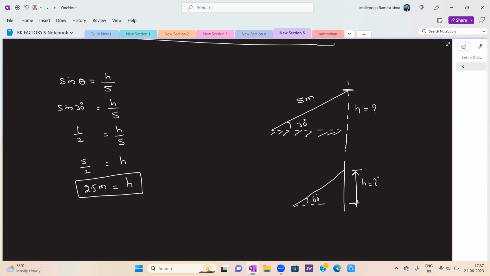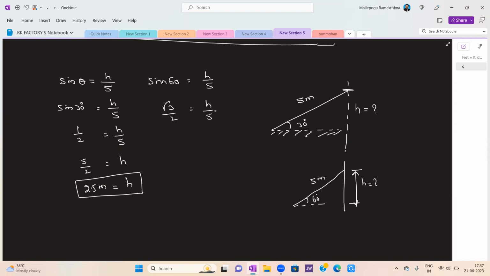So that you can understand that it will be definitely different from the previous case. Is it going to be greater or smaller? Definitely greater height. So sine 60 equals h by 5. The ladder is same, but how much height can I reach? Sine 60 value, if you remember, from the table, sine 0, 1 by 2, 1 by root 2, root 3 by 2. Root 3 by 2 is the value.